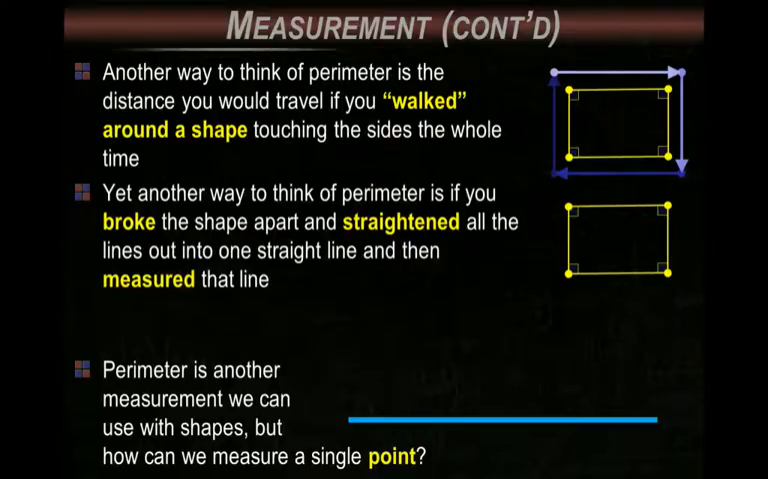Now, we now know how we can measure one line. We could measure the length. Two lines, we could measure the angle between the two lines. We could measure the distance around a shape, the perimeter. But what if we backtrack a bit? What about a single point? Okay? How do we put numbers on that?